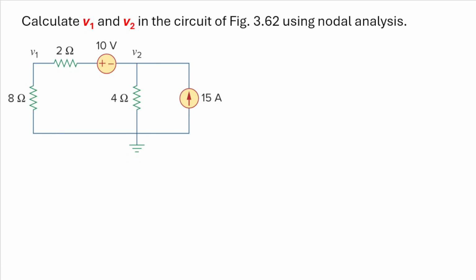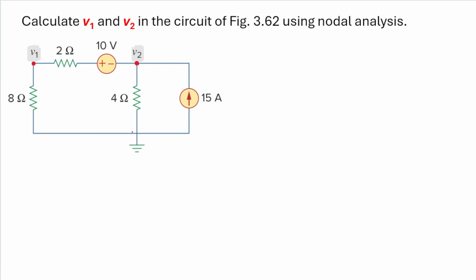Okay, the question is to calculate V1 and V2 in the circuit of the figure using nodal analysis. We are given the nodes we are looking for: this node here, V1, and this node here, V2. So we are looking for the voltage at node V1 and also at node V2. But let's first take a look at the circuit and infer what information we can get from it.